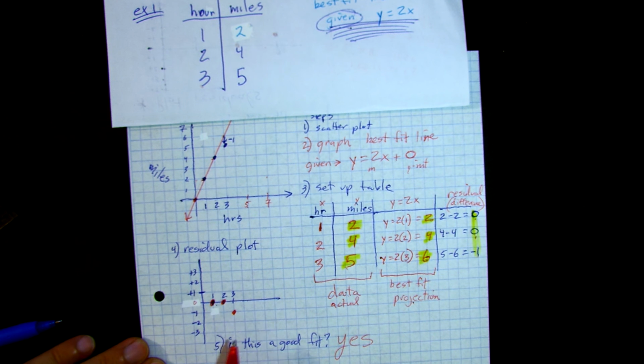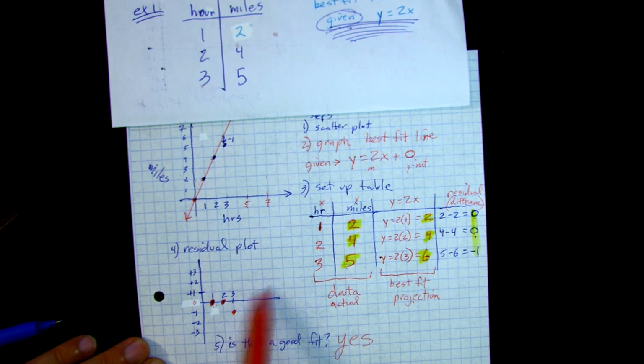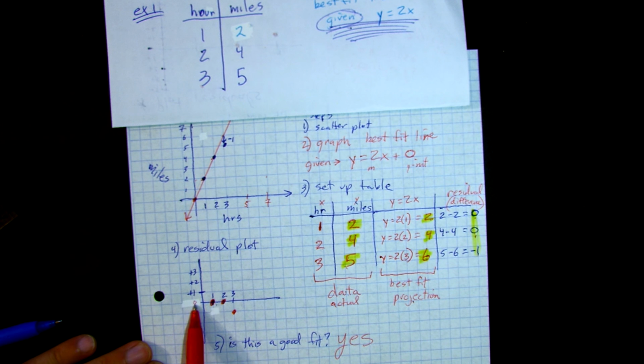If my residual plot was like one here, one here, one here, another one up here, down here, if it's off by like +3, -3, based on your units, you'll decide if it's a good fit or not. But in general, if the points are pretty close to this 0, so they're very close to being right on the line, then we're going to say, yeah, it's a best fit. It's good. So yeah, it is a best fit.